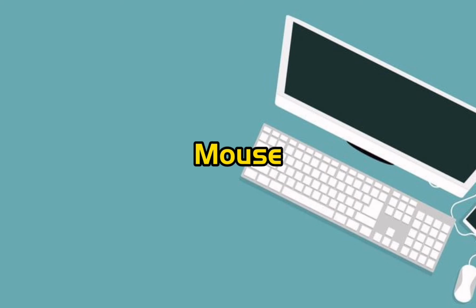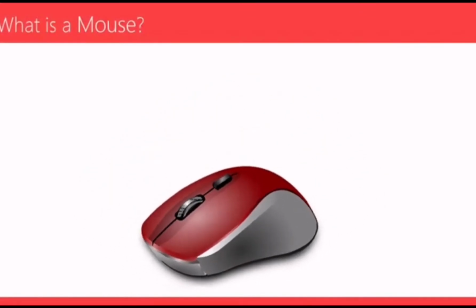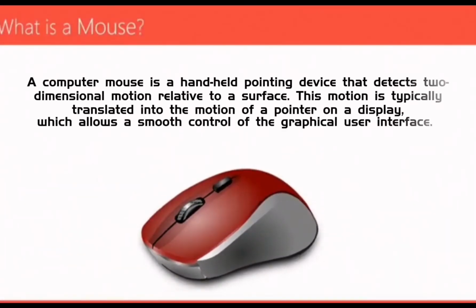Mouse. What is a mouse? A computer mouse is a handheld pointing device that detects 2-dimensional motion relative to a surface. This motion is typically translated into the motion of a pointer on a display, which allows smooth control of the graphical user interface.